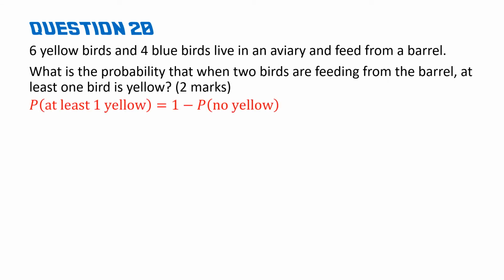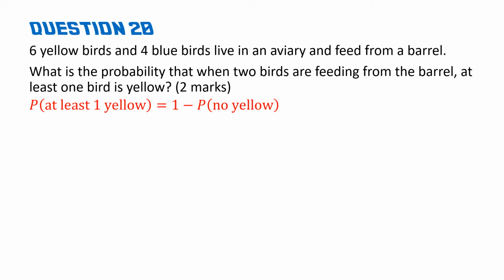Well, the probability that at least 1 is yellow is the same as 1 minus the probability that none of them are yellow, because all of our probabilities have to add up to 1. So if I add up the probability that none of them are yellow plus the probability that at least 1 of them is yellow, those two things would equal 1. So we now need to work out what's the probability that there are no yellow birds.